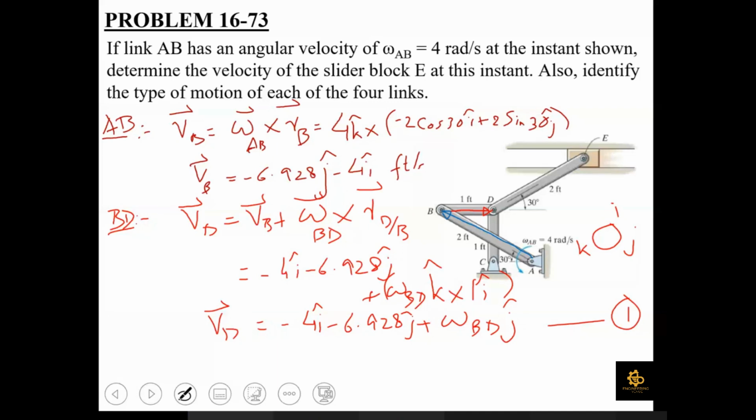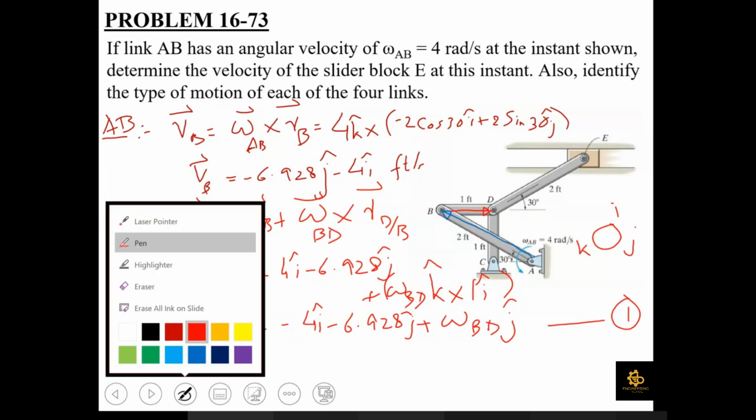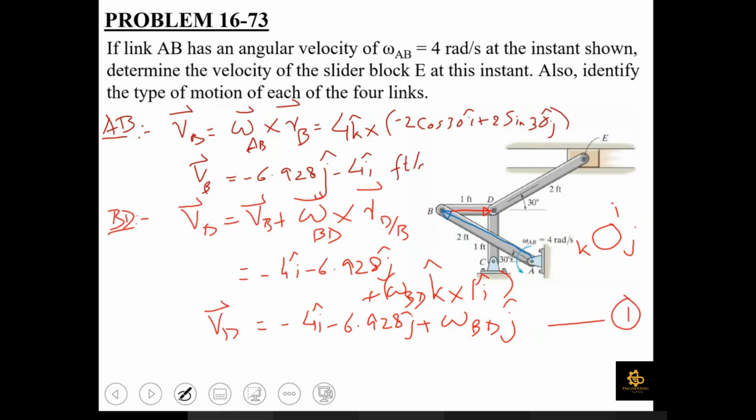Now, if we consider this length CD, what type of motion is this length CD undergoing? Pure rotation. Rotational motion. So if I ask you to determine the velocity of any point on this length CD, what should be the direction of velocity? VD. Towards the left. Towards the left. How have you judged it?